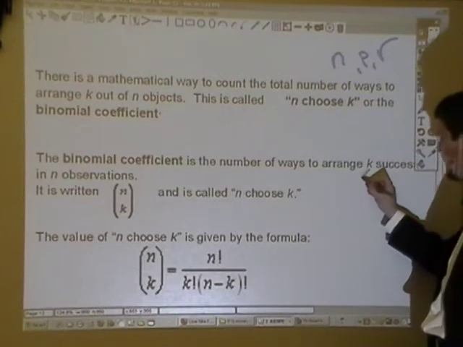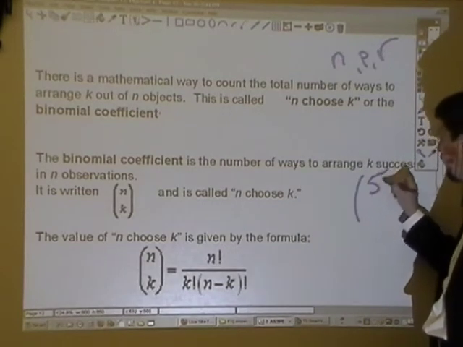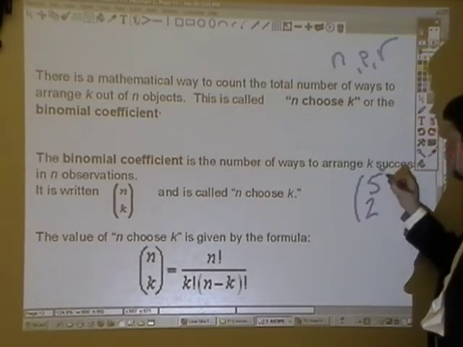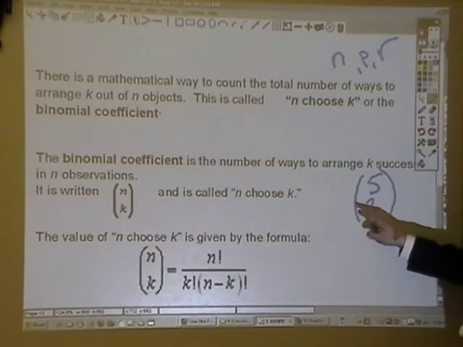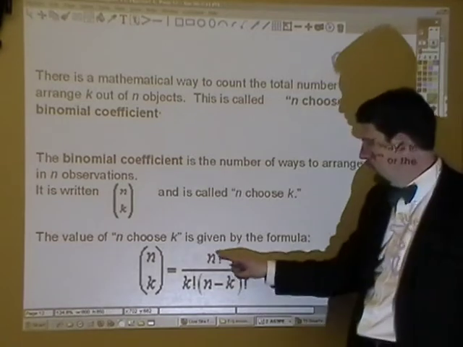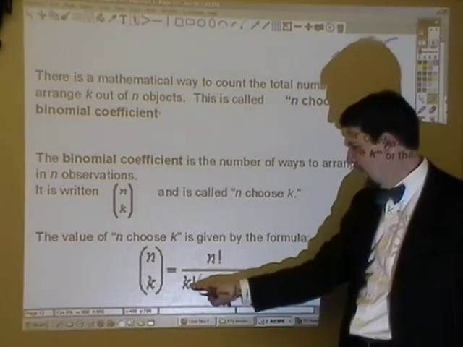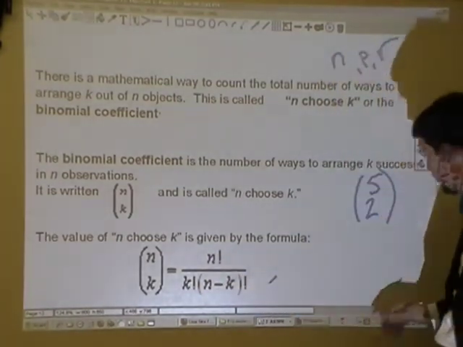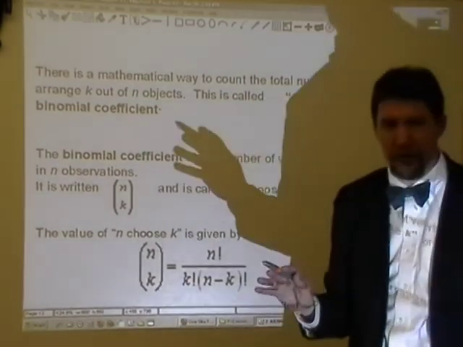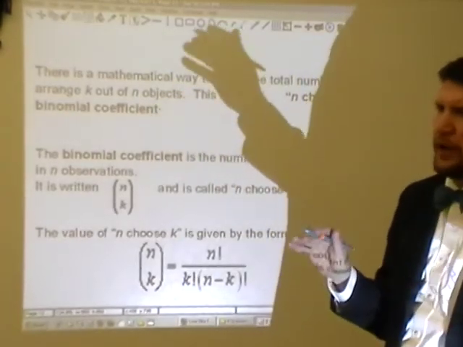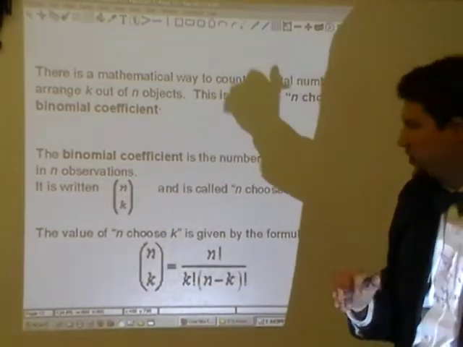For us particularly, we have 5, we want to choose 2 kids with type O blood. 5 choose 2. Now, the formula for this is n factorial over k factorial times n minus k factorial. And that looks like it's a mess, remembering that factorial is a number n multiplied by every positive integer less than itself.